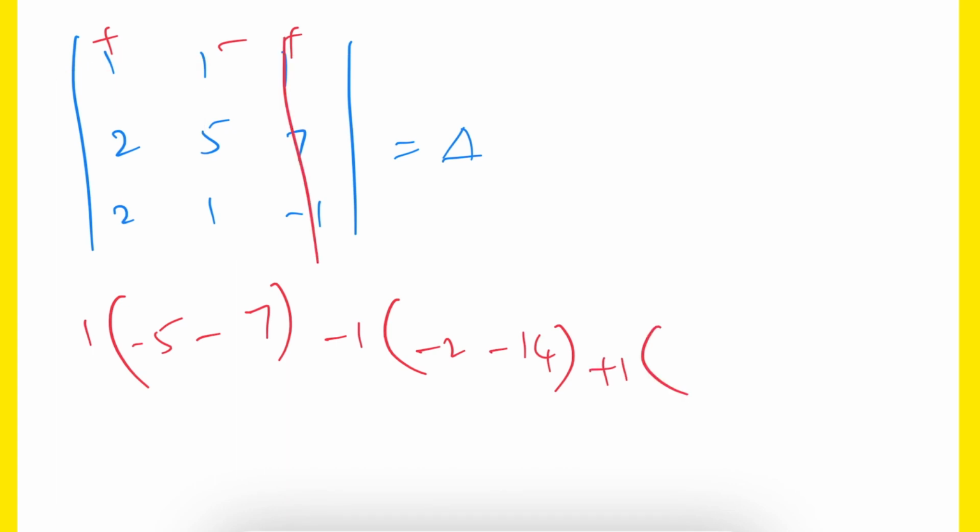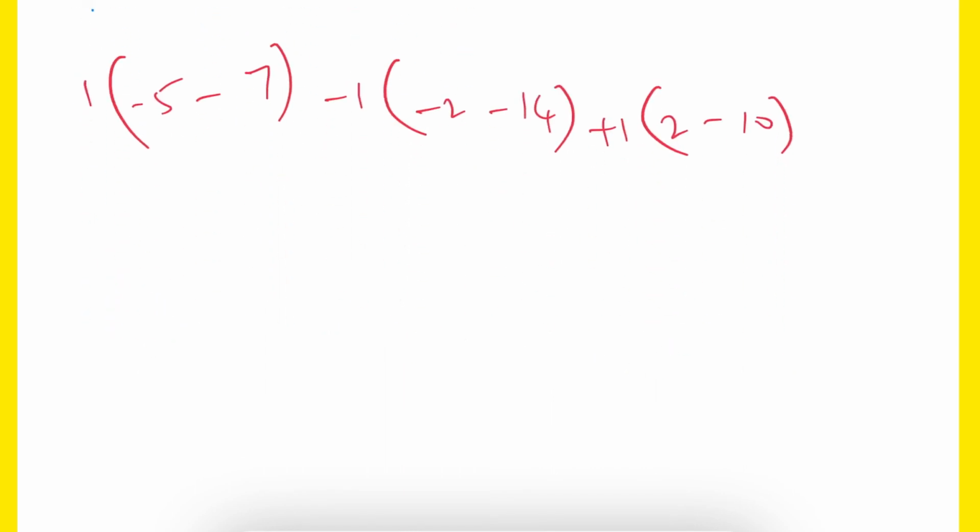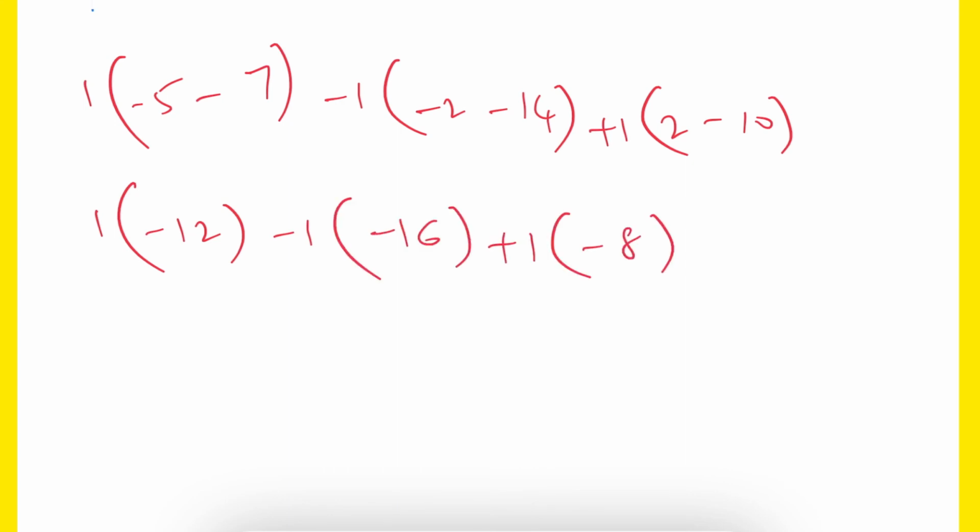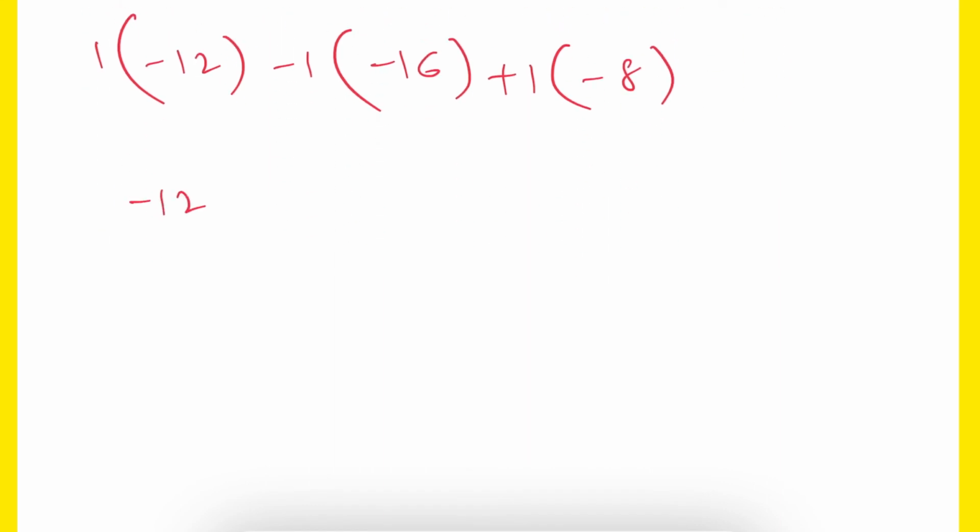plus 1 into 2 ones are 2 minus 2 5s are 10. So then it will become 1 into minus 5 minus 7 minus 12, minus 1 into minus 2 minus 14 minus 16, plus 1 into 2 minus 10 minus 8. 1 into minus 12 minus 12, minus into minus plus 1 into 16 16, plus 1 into minus 8 minus 8. Minus 12 minus 8 minus 20 plus 16 is nothing but minus 4. This is the value of delta.